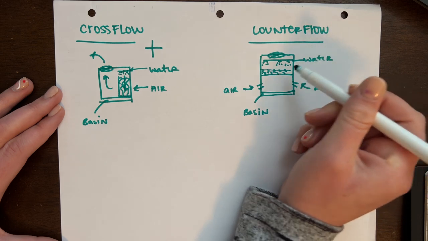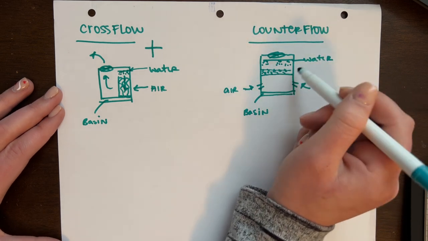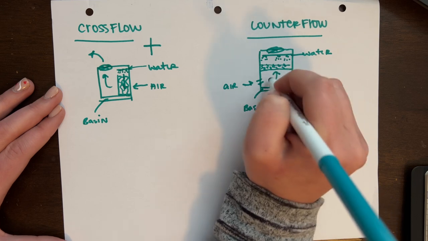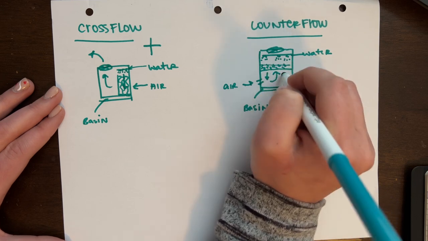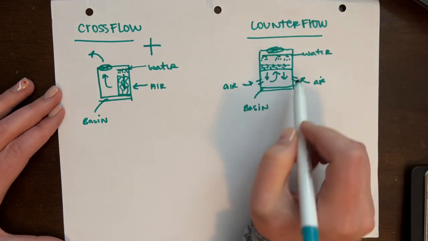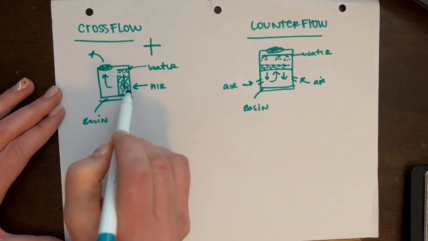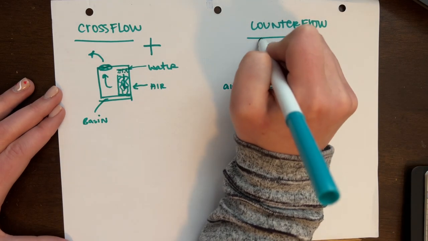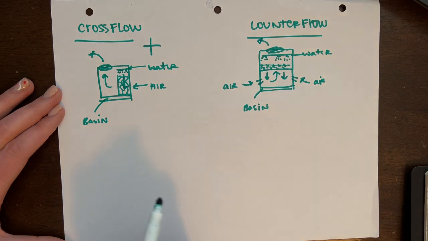So your water comes in, it settles on a medium, and your air comes up through the cooling tower while your water is coming down. And there you would have a counterflow scenario instead of a cross flow, as shown here in this diagram. And then your air goes out into the atmosphere.